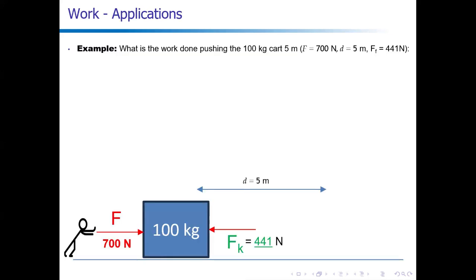Let's apply what we've learned to calculate the work done in a real situation. Here we're pushing a 100-kilogram cart with a force of 700 newtons across a distance of 5 meters. The applied force is 700 newtons. This is the force the person is pushing with. Work is force times distance. Therefore, work is 700 multiplied by 5, equaling 3,500 joules.